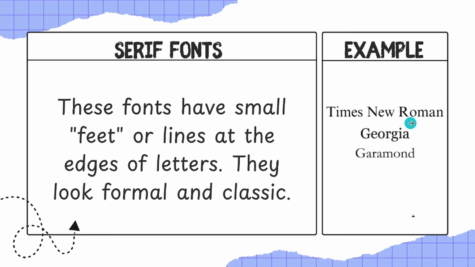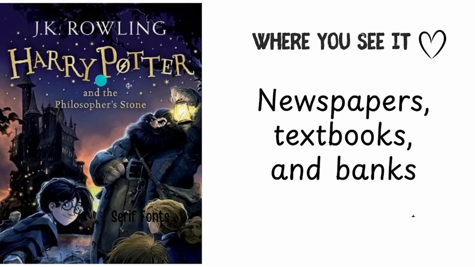We have Times New Roman, we have Georgia, and we have Garamond. These are types of serif fonts, and this is basically how they look. So when you type Times New Roman, this is how the font looks. When you type Garamond, this is how the font looks. Where can you see these fonts? We can see them in newspapers, in textbooks, and banks.